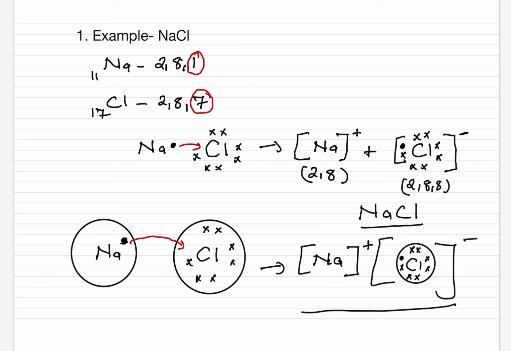Let's go to example number 2. Example number 2, we have magnesium chloride. So first of all, let's write down the electronic configuration of magnesium. Magnesium atomic number is 12, so electronic configuration will be 2, 8 and 2. Chlorine is 17, so 2, 8 and 7.